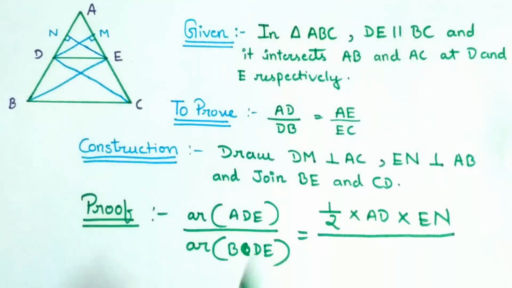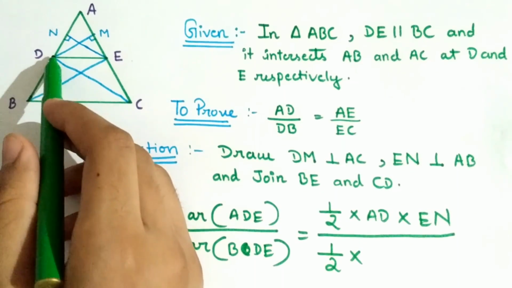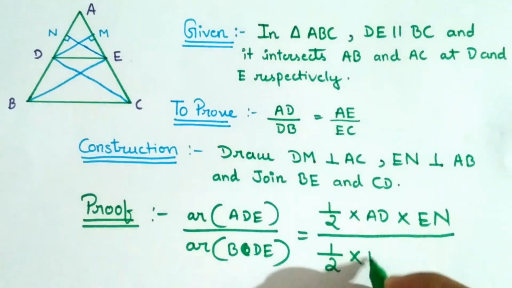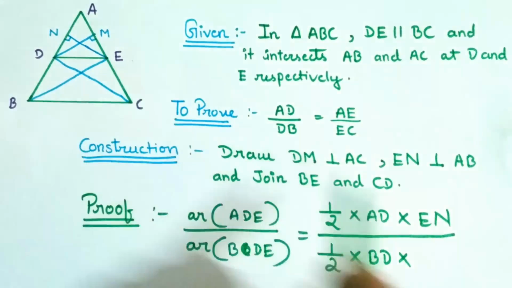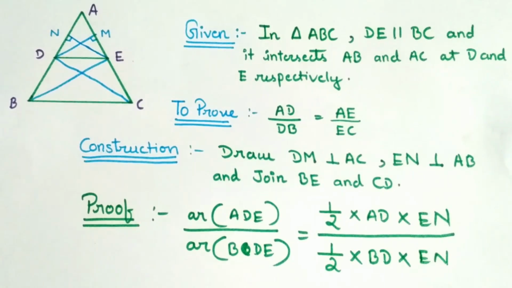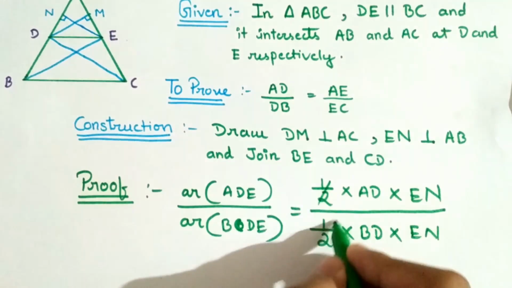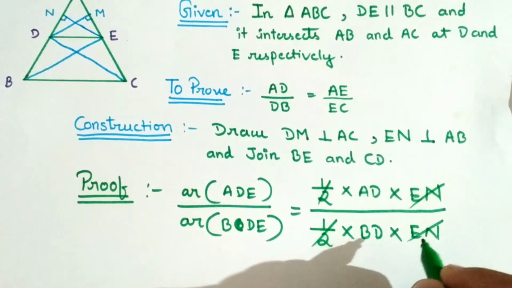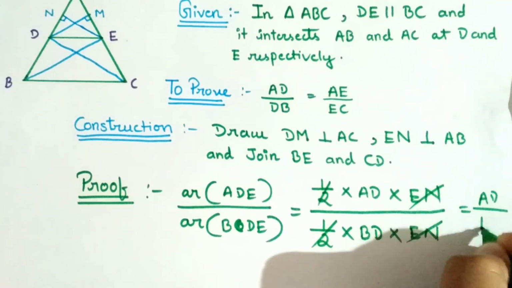So similarly, here it is half into base DB, or you can write BD, into the perpendicular, which remains the same, EN. Now guys, you can see here half and half cancel and EN cancels. So what remains here is AD by BD.